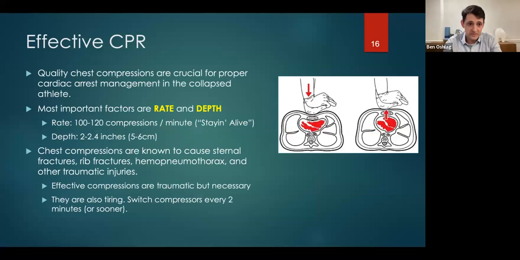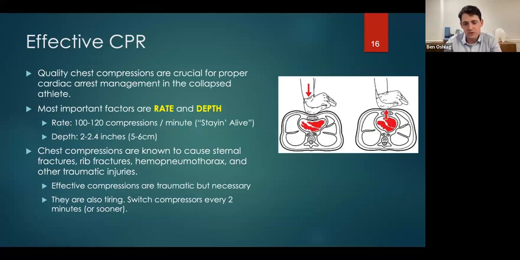You also need to do effective CPR. Quality chest compressions are crucial to really having a good cardiac arrest management. You need good rate and good depth. Average rate, 100 to 125 compressions a minute. I know we've probably all heard the beat of "Staying Alive." You can do that one.